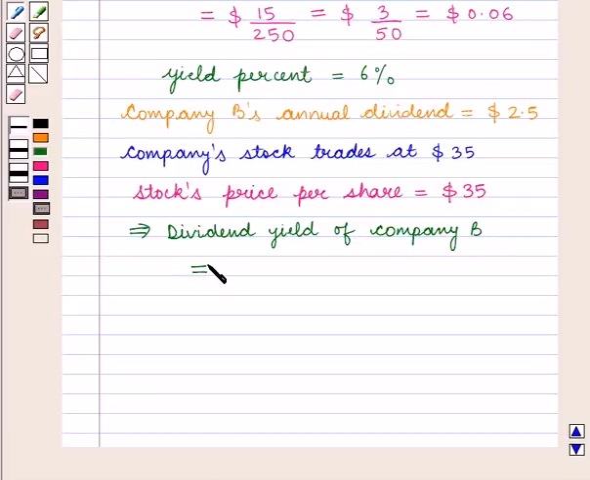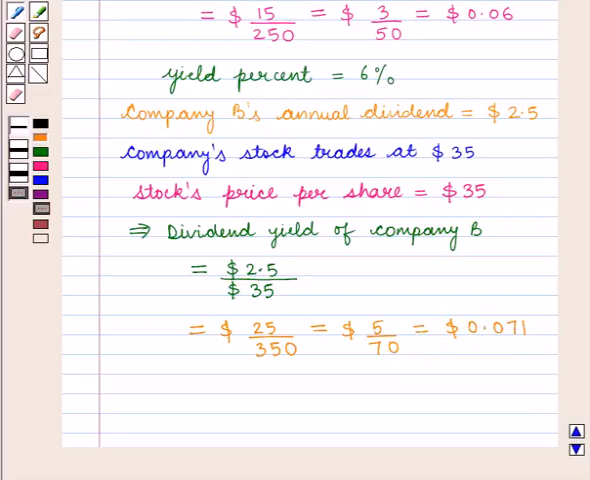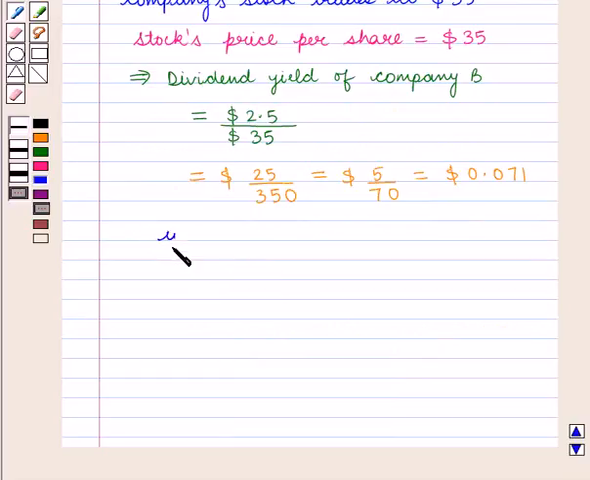will be equal to annual dividend per share, that is $2.5 upon stock's price per share, that is $35, which is equal to 25 upon $350, that is 5 upon $70, which is equal to $0.071. So, the yield percent of company B is equal to 7.1%.